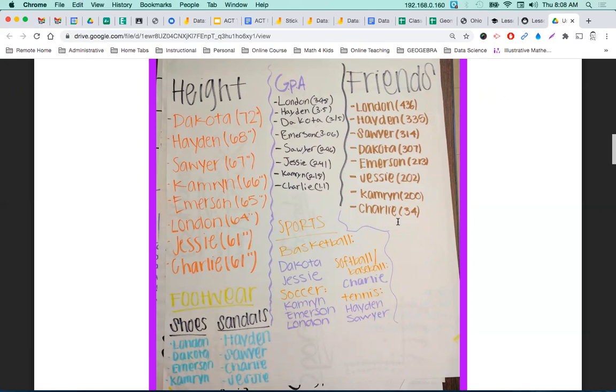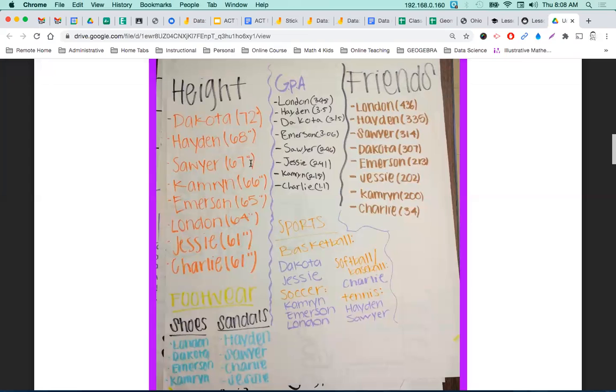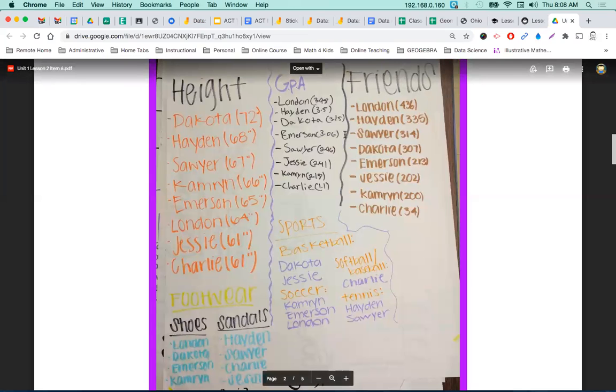So if you were asked who's the tallest person, you could go to this data sheet and find them pretty quickly because you know it's organized from tallest to shortest. If we wanted to figure out who has the smallest number of friends, you could go to this list and say Charlie has 34 friends on social media, because you know it's listed in that order. So it's a pretty easy way of figuring out numeric values when you have them in an order like this.